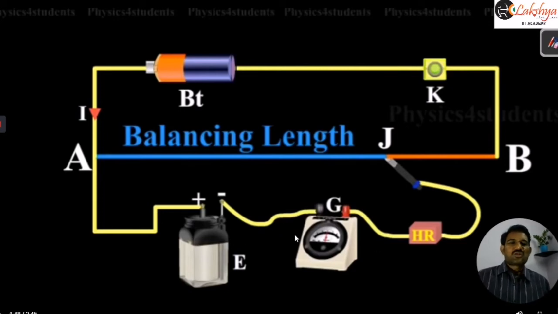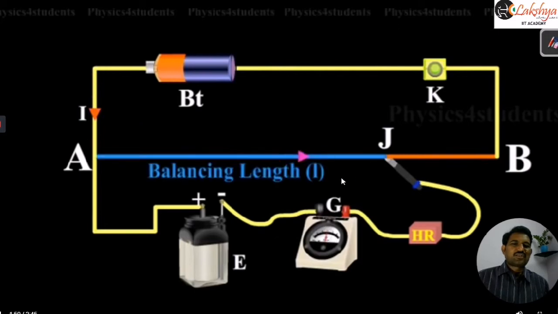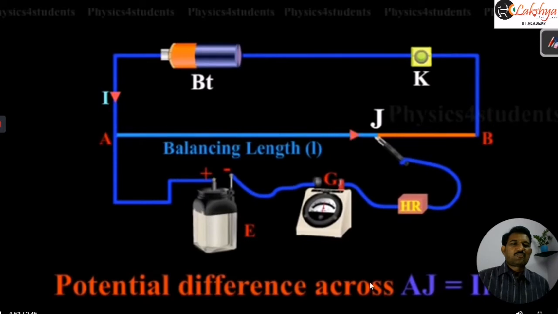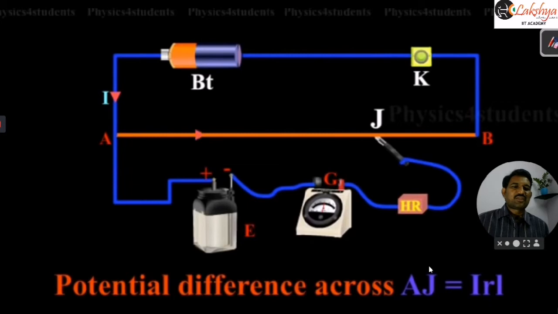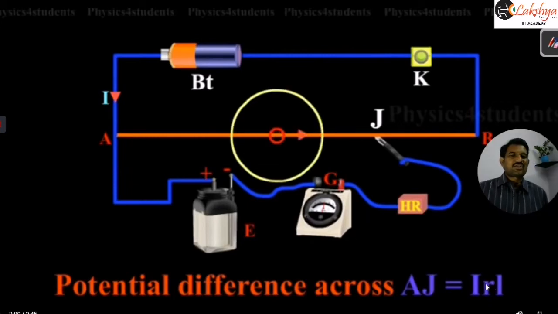So now this length AJ is nothing but our balancing length, where the galvanometer indicates zero reading. That length is the balancing length, small l. Now the potential difference across this AJ we can write as I R into l. Here I is the current flowing in the primary circuit, and R is the resistance per unit length of the wire. So this value IR represents the potential gradient. The potential gradient IR multiplied by the balancing length gives the potential difference across AJ.